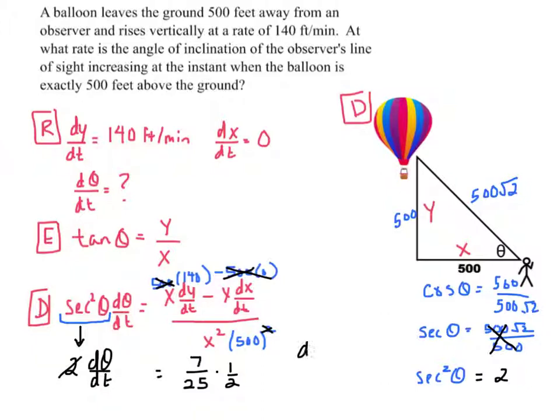So d theta dt is 1/50 radians per minute.